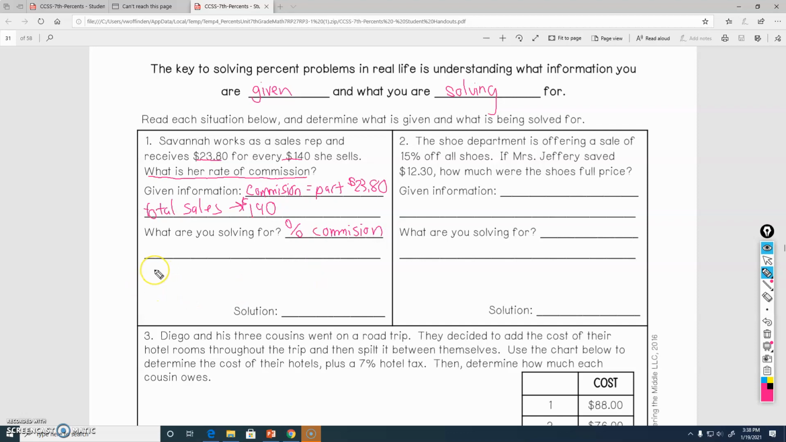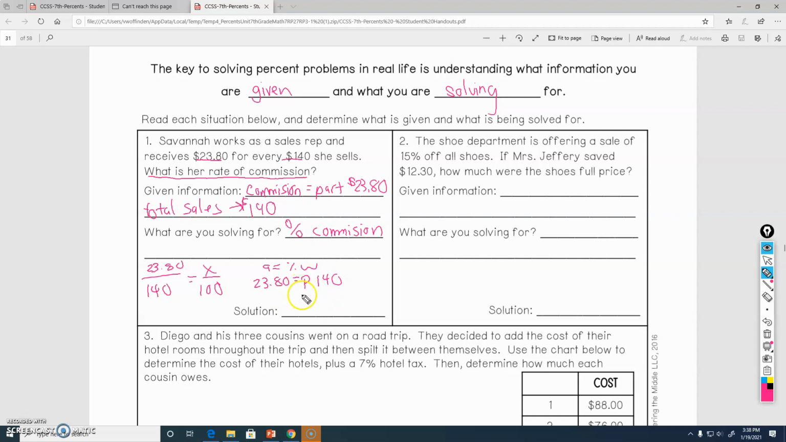I'm going to set this up as a ratio, and I may also set it up using an equation. We'll look at both of them. So our part is $23.80 over the whole, which is $140. We are trying to determine the percent, so I have x over 100. If I were using my percent equation, I would say A equals the percent times the whole. I know the part, $23.80, equals, I have no idea what the percent is, so I'll put in a P, times the whole, which is 140.